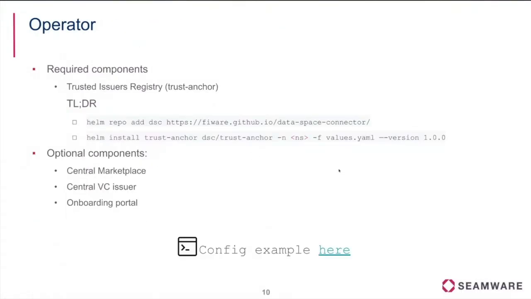And yeah, and then we have this operator role, which, as I mentioned, is not a participant in the data space, but is the entity that manages the common infrastructure of the data space. So the only required component, let's say, is the trusted issuers registry, the trust anchor. It's the global participants list in the data space. And for that, we have also a Helm chart, and it is in the same repository as the connector.